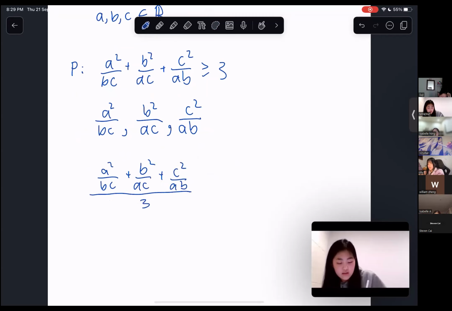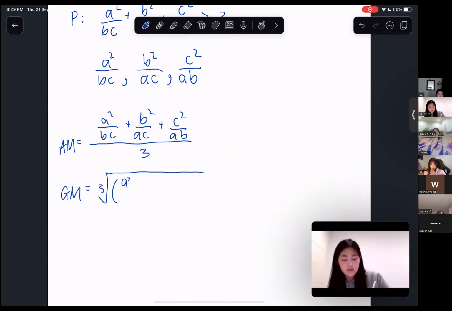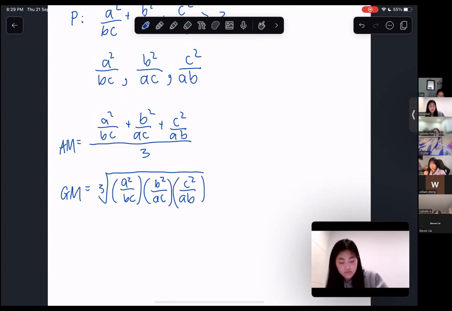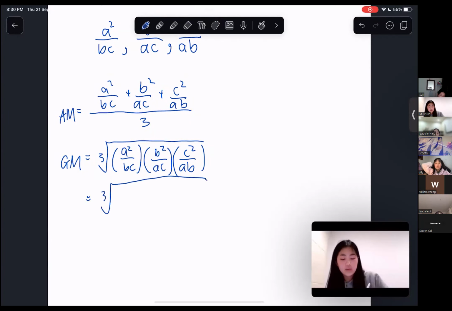And so this is our arithmetic mean. What is our geometric mean? Because n is equal to 3, it would be a cube root, and then we just multiply everything together. Then we can simplify the geometric mean by quite a lot. Can we cancel out some things inside the cube root?